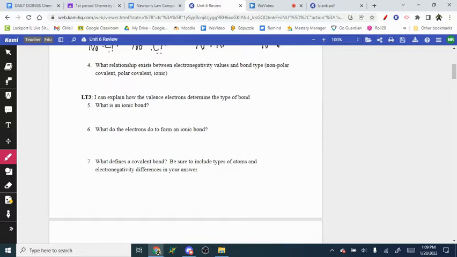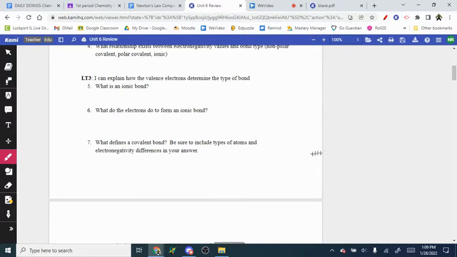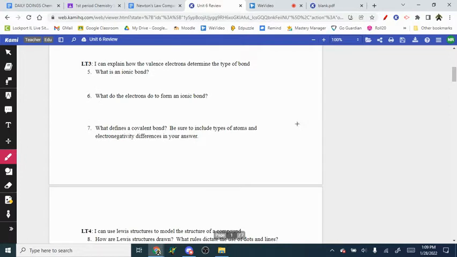What do electrons do to form an ionic bond? Electrons get transferred. Electrons go from one atom, they leave that one atom, and they get picked up by a separate atom. What defines a covalent bond? Be sure to include types of atoms and electronegativity differences in your answers. So a covalent bond is when you have 2 atoms that are sharing electrons, and when you have a smaller difference in electronegativities.